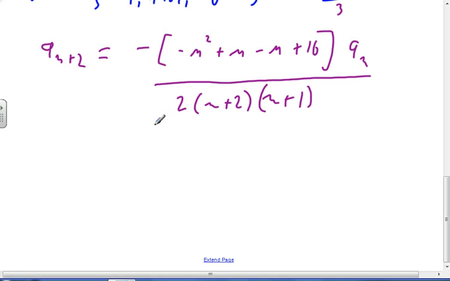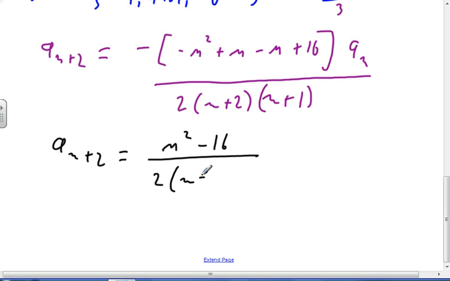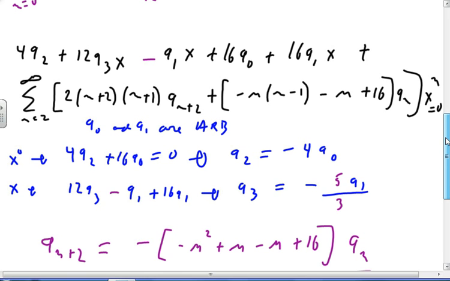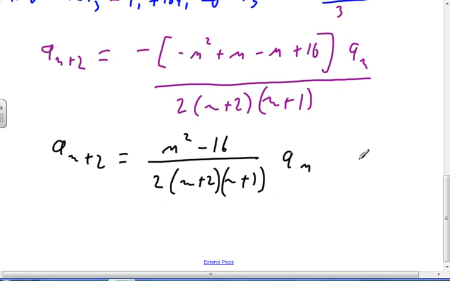So a_(n+2) is equal to n squared minus 16 divided by (2n plus 2)(n plus 1) times a_n. Okay, if you say so. So I have a3, and this is for all n greater than or equal to 2.